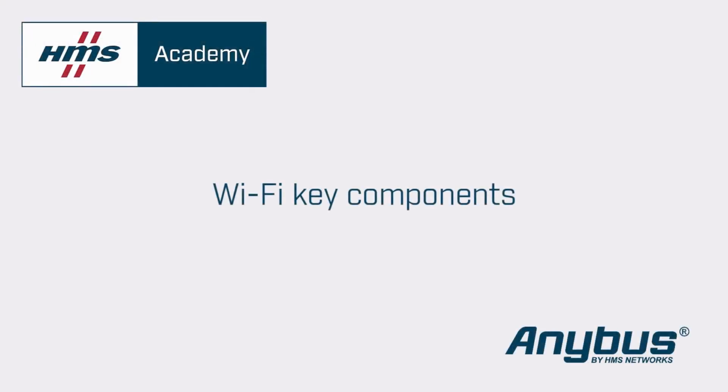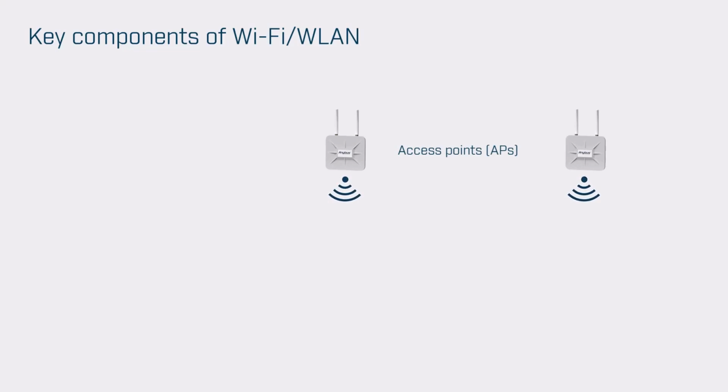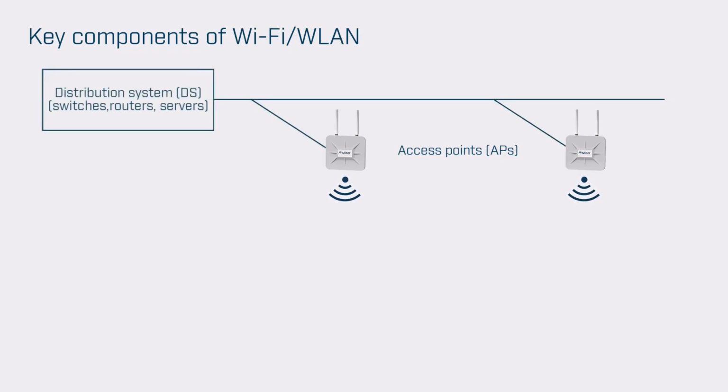In this video, we'll introduce the key components of a Wi-Fi network. A Wi-Fi network, also known as Wireless Local Area Network or WLAN, consists of the following key components. The access points, or APs, broadcast Wi-Fi signals, allowing your devices to communicate wirelessly. The access points are wired to the distribution system, or DS, which is the backstage area, where all the cables connect to the broader network such as switches, routers, and servers.